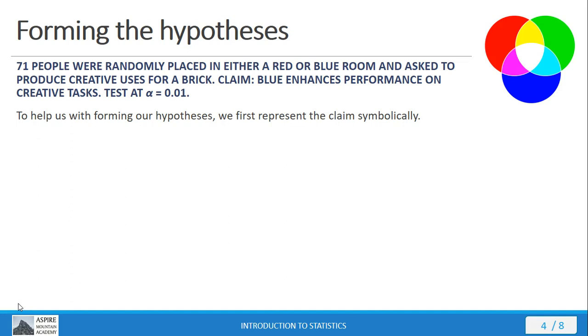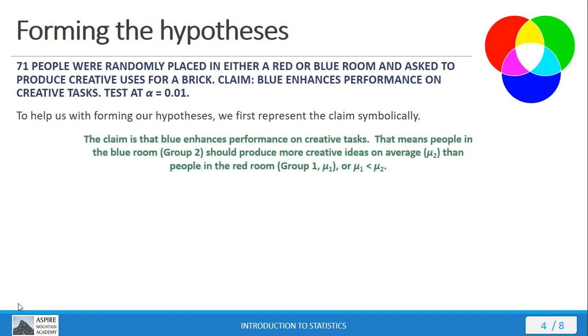Now, we're ready to form our hypotheses. First, as always, we think about what claim is being made. Here the claim is that blue enhances performance on creative tasks. That means, on average, the blue room should come up with more responses than the red room. The blue room was mentioned second, so it's mu2, and the red room was mentioned first, so that's mu1. So we have mu1 is less than mu2.